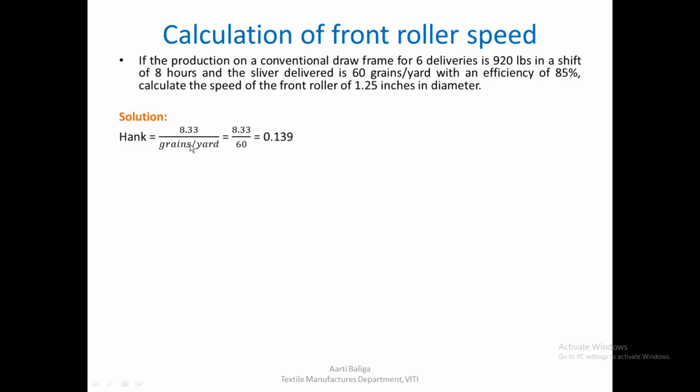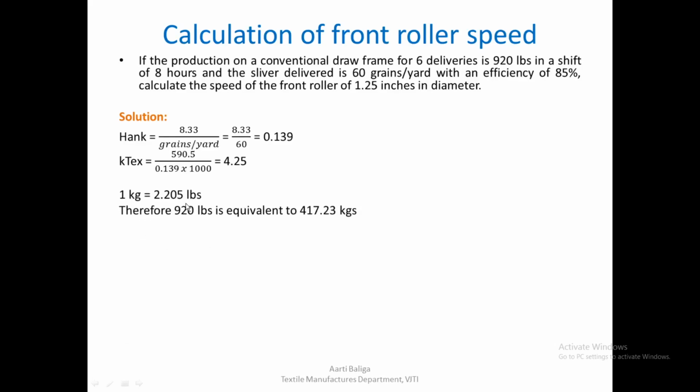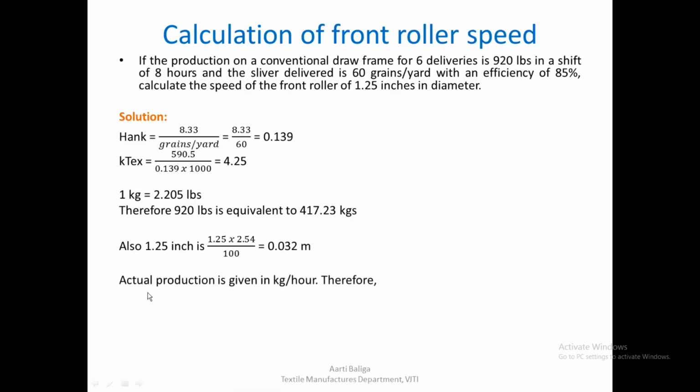So Hank, we first convert to tex value, and from tex value we calculate the kilotex. We know that 1 kg is equal to 2.205 pounds. Therefore, we can say that 920 pounds is equivalent to 417.23 kgs. Also the 1.25 inch that is given there, we convert to meters by using 1.25 times 2.54 divided by 100. The actual production is given in kgs per hour.